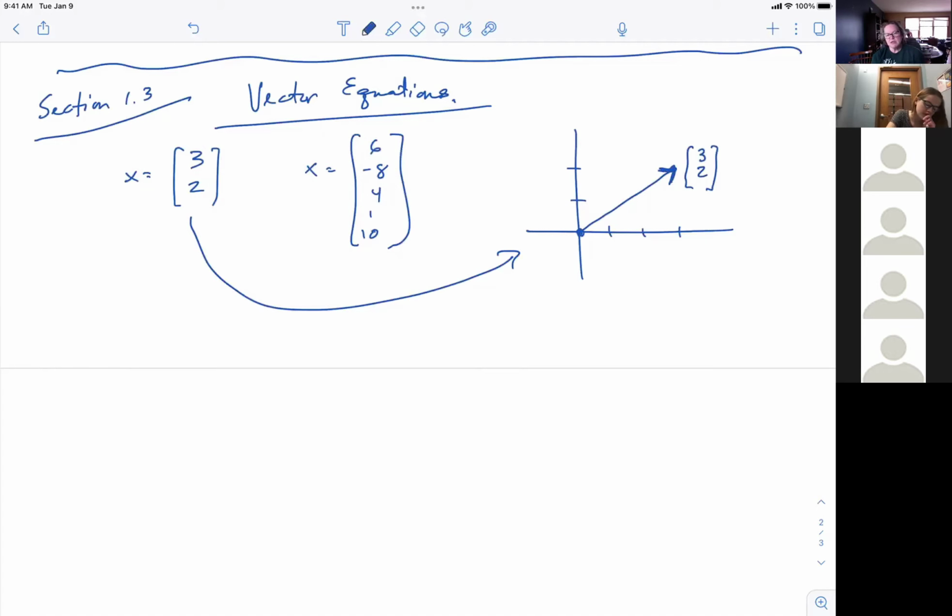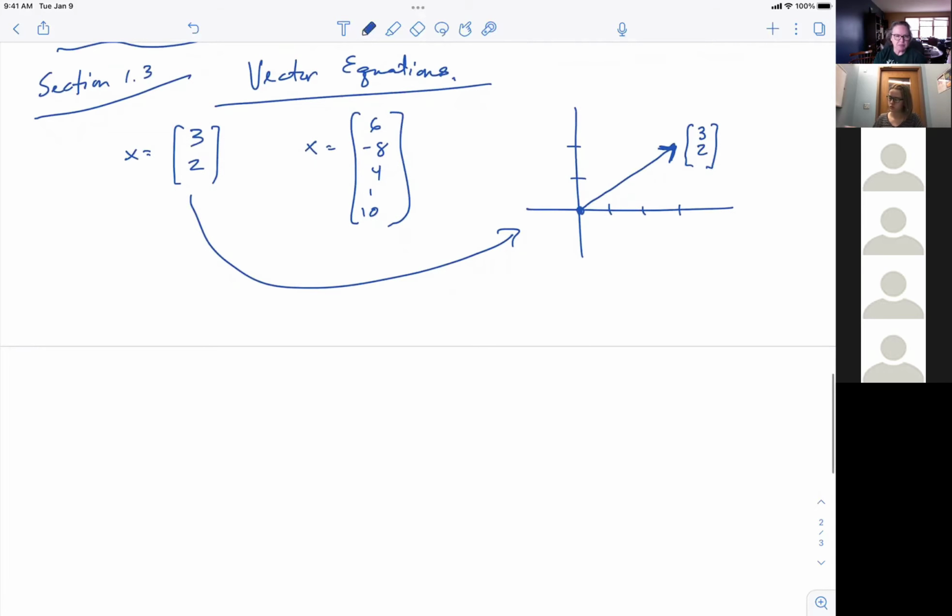So there are some operations that we can perform on vectors. In your book, they talk about these on, let's see, there's a green box on page 29 in my book, in section 1.3. Before I talk about that, let me back up just a little bit.